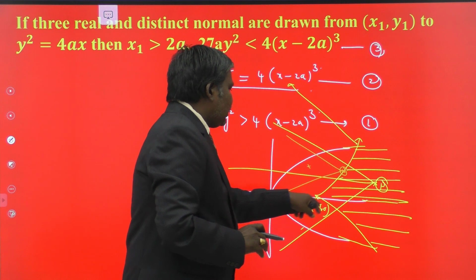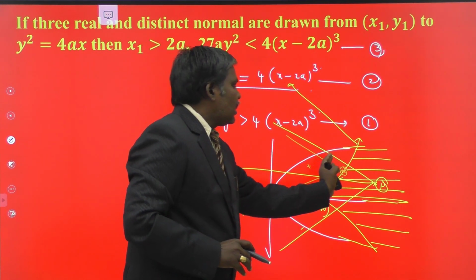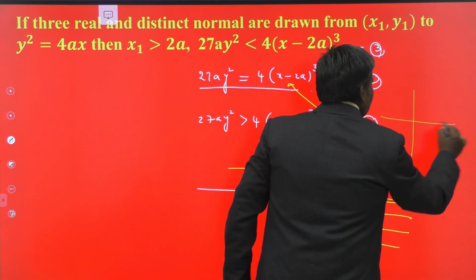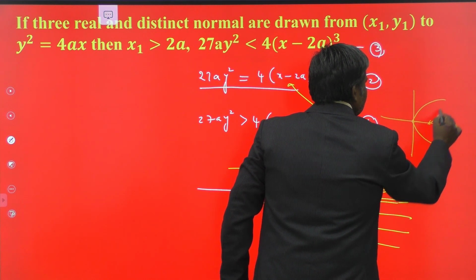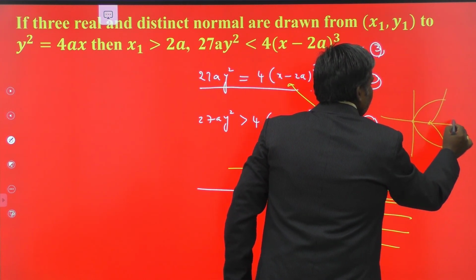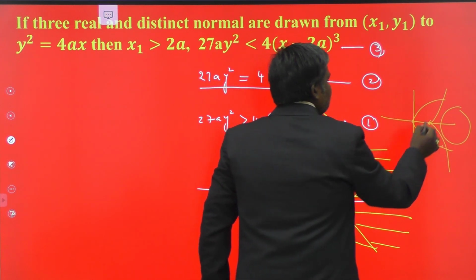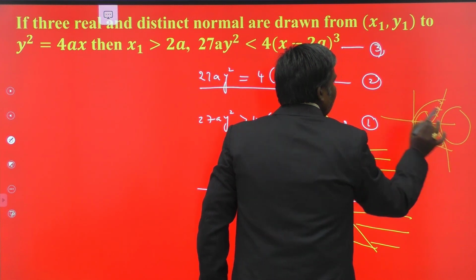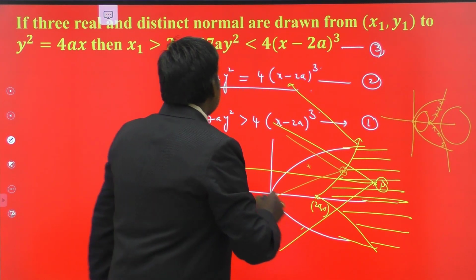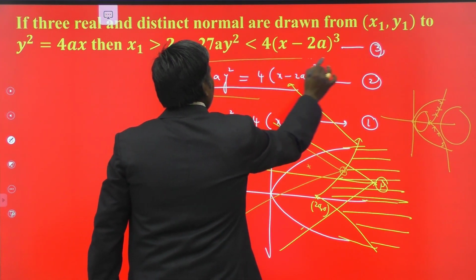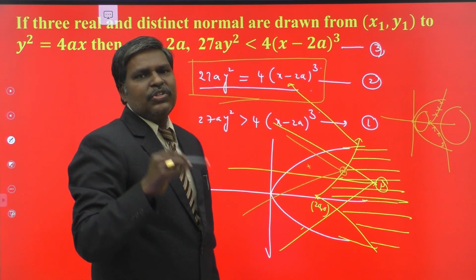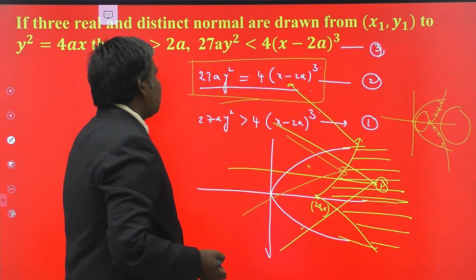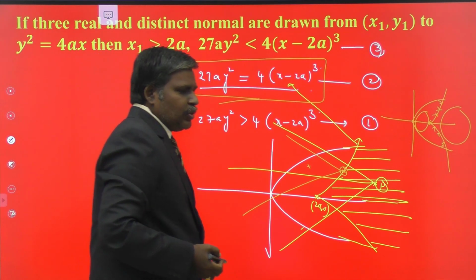So, this region divides into 3 portions. One is the right side, the other is the left side, and the third is on the curve. Your graph is like this. In this portion, we have 3 normals. In this portion, you have only 1 normal. If you take the point on the curve itself, you have only 2 normals. So, this can be taken as the locus of the point of intersection of normals to the parabola in which 2 of them are coincident. What is that locus? 27ay² = 4(x − 2a)³.